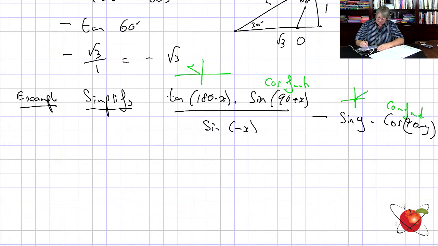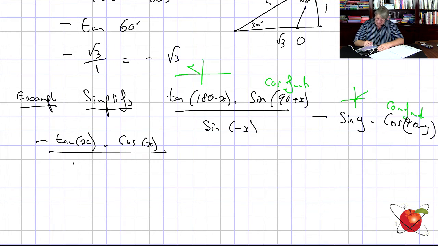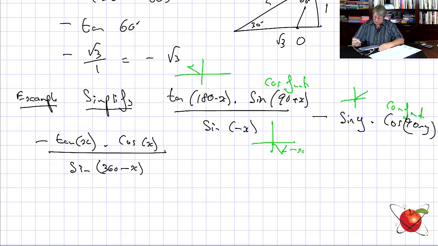Tan of 180 minus x, quadrant 2, is minus tan x. Times sine of 90 plus x, which is cos x, isn't it? It's a cofunction. Over sine of minus x, which is sine of 360 minus x. There's my minus x degrees. Now we're looking at the next piece. Minus sine of y, we leave it. And what is cos of 90 minus y? It's a cofunction. It's sine of y.